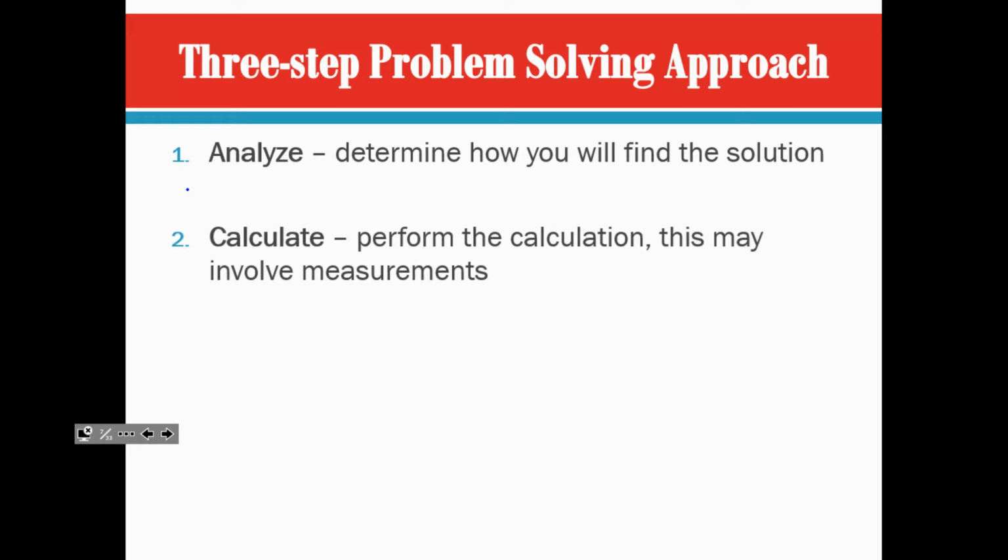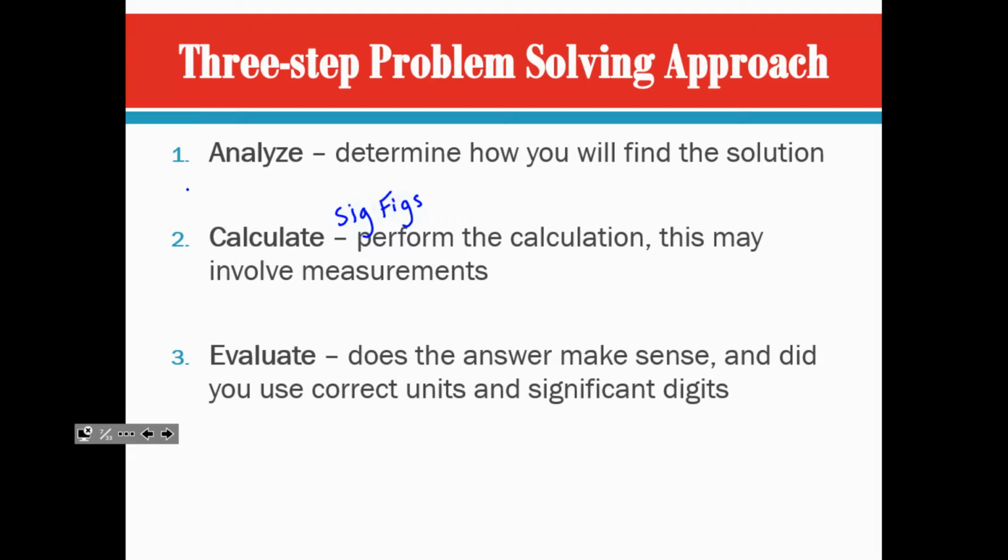Step 2 is to actually calculate. Once we have the formula or know how to solve it, we have to calculate it. To do this, we may need a calculator. It's going to list perhaps some measurements in the problem. And in this case, you may have to go back and refresh on the rules for sig figs. These will come into play.